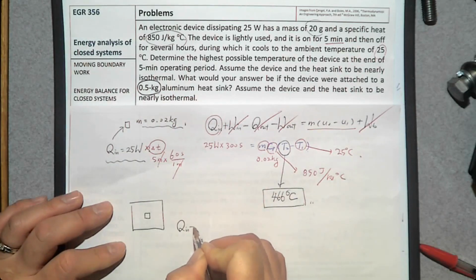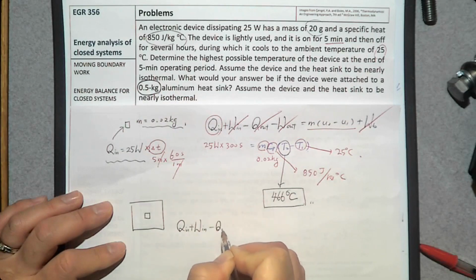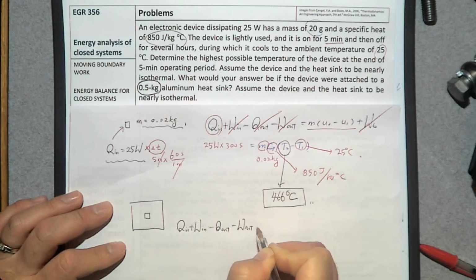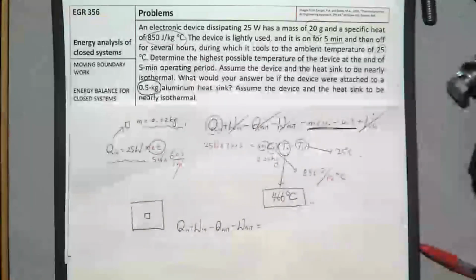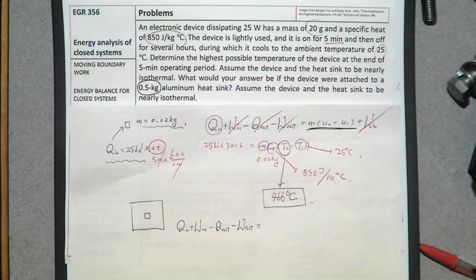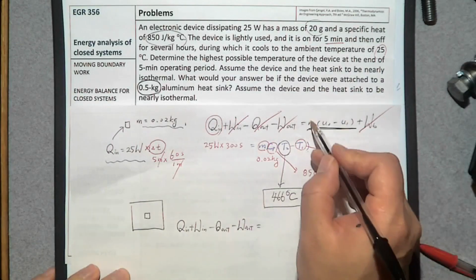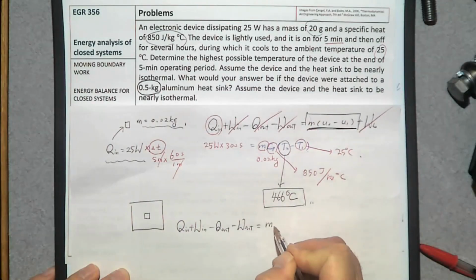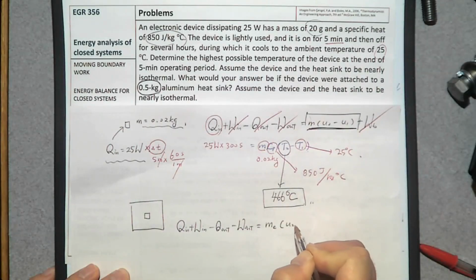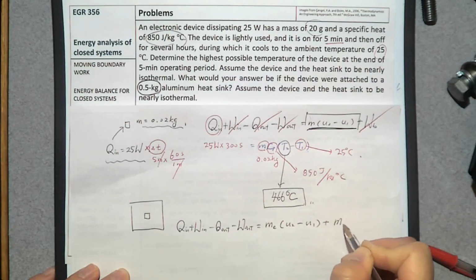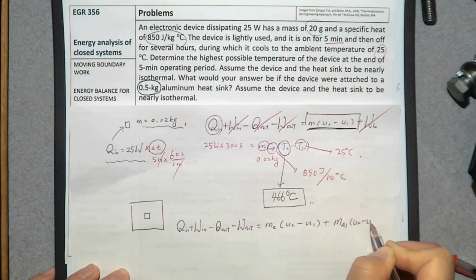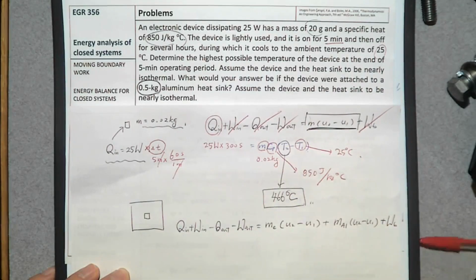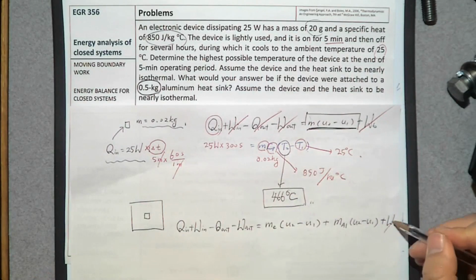Q in plus W in minus Q out minus W out is going to be mass times U2 minus U1. But this time we have not only the electronic device, but also the aluminum block. So two masses, so you can write this twice. Mass of the electronic device, U2 minus U1, plus mass of aluminum block, U2 minus U1, plus moving boundary work. And we all know there is no moving boundary because our system is a solid.